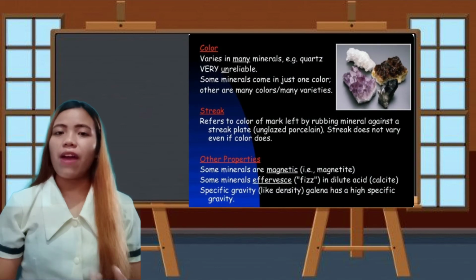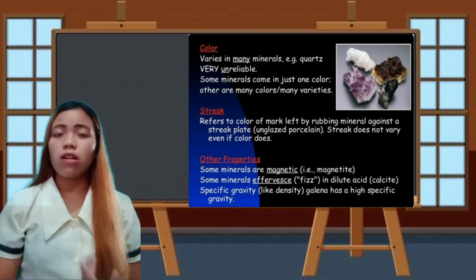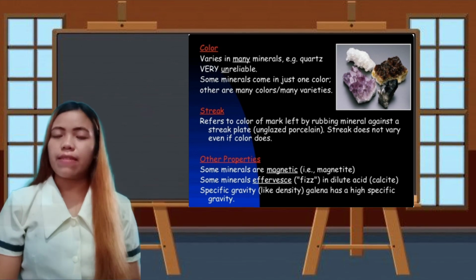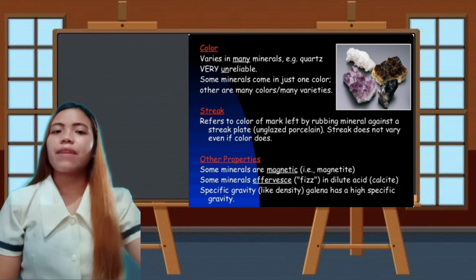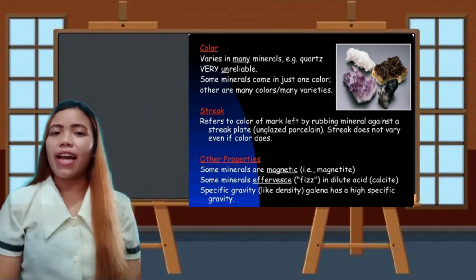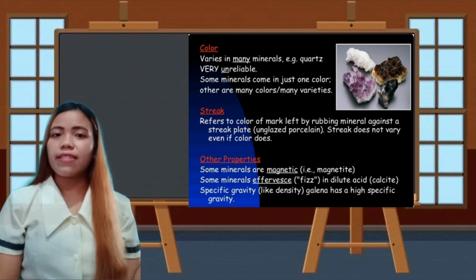Color varies in many minerals. Some minerals come in just one color. Others come in many colors, many varieties. Streak refers to the color of the mark left by rubbing a mineral against a streak plate. Streak does not vary even when color does.